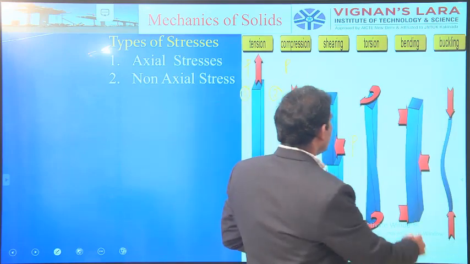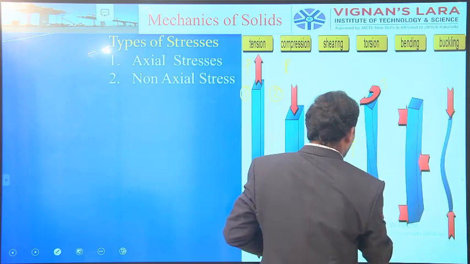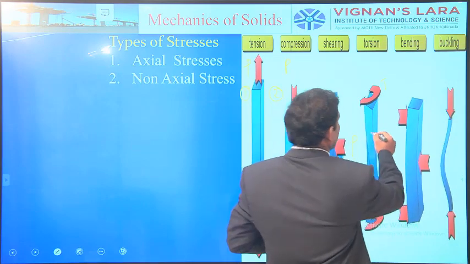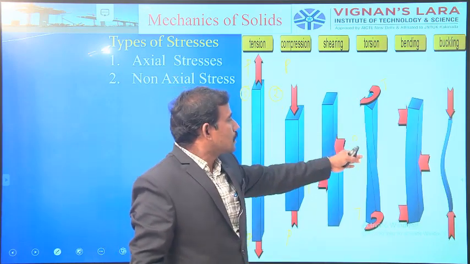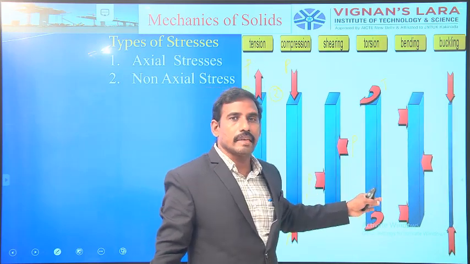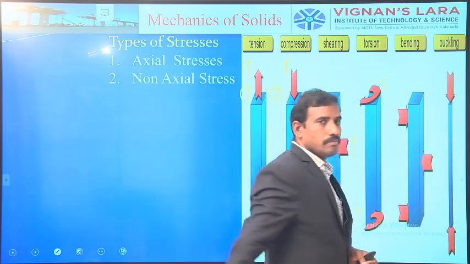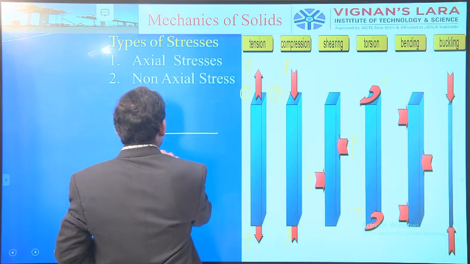Coming to the next case, here a torque T is acting on the body in different directions. Again, there is a twisting. The stress and strains are due to the applied torque on it. Coming to the next case, this is a structural member. So for better understanding, this is a structural member.